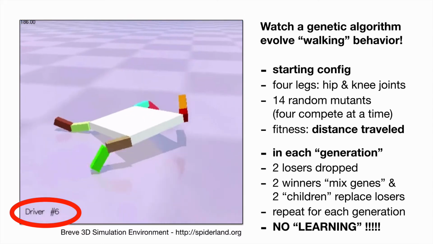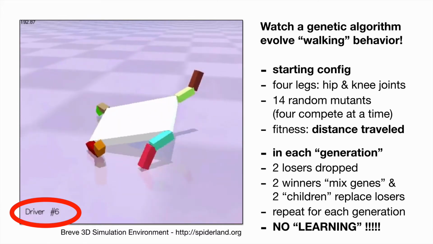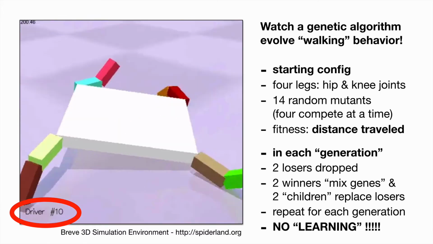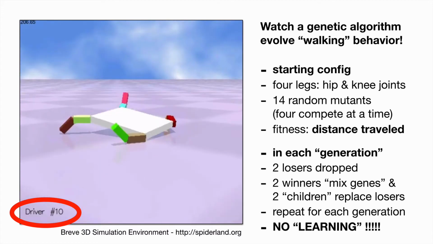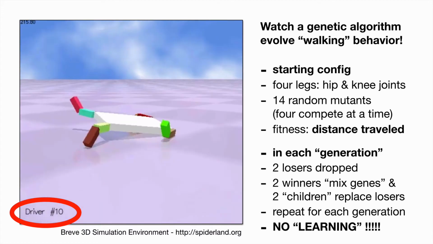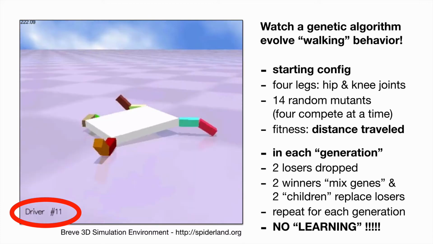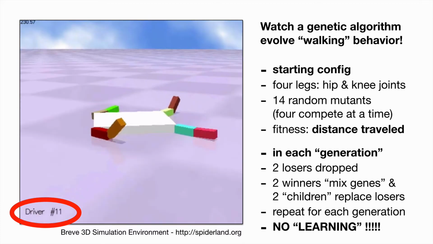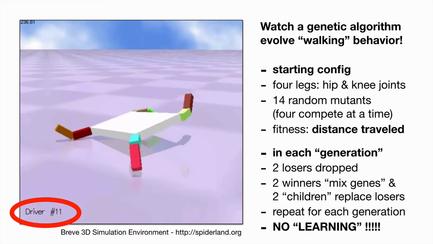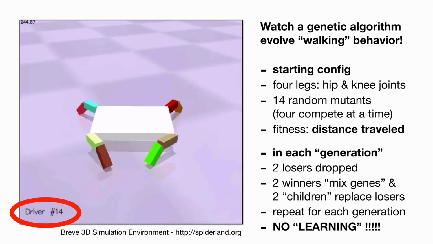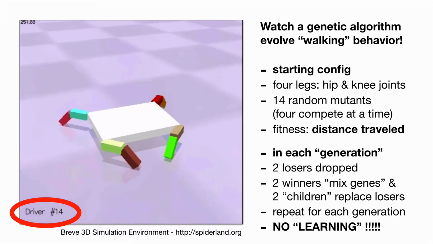So here's mutant number 6, flailing arms and legs like a newborn baby would, without any attempt to go anywhere or do anything, without any coordination. One after the other is like that. So in each generation, the 2 that proceed the least far are dropped, and the 2 that go the farthest have their genes mixed, and 2 children from them replace the 2 losers. And it's repeated each generation. There is no learning within a generation. The only learning happens with the random mutations between generations.